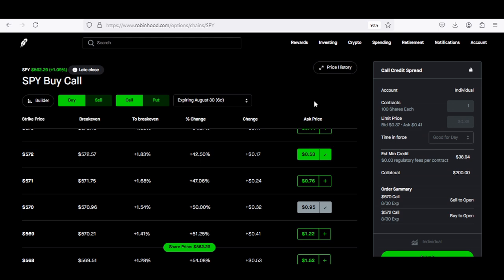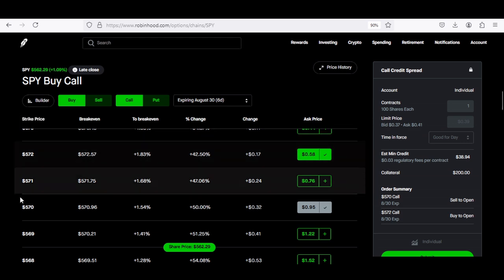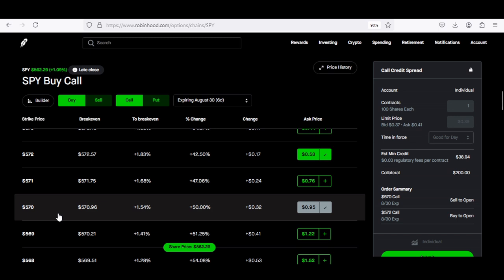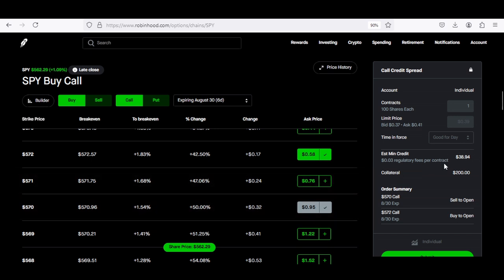Okay, if come expiration date, SPY is trading at any price below 570, then you get to keep your minimum credit of $39. But now your $200 collateral is released back to you, and then you could go ahead and do this strategy again for the following week.